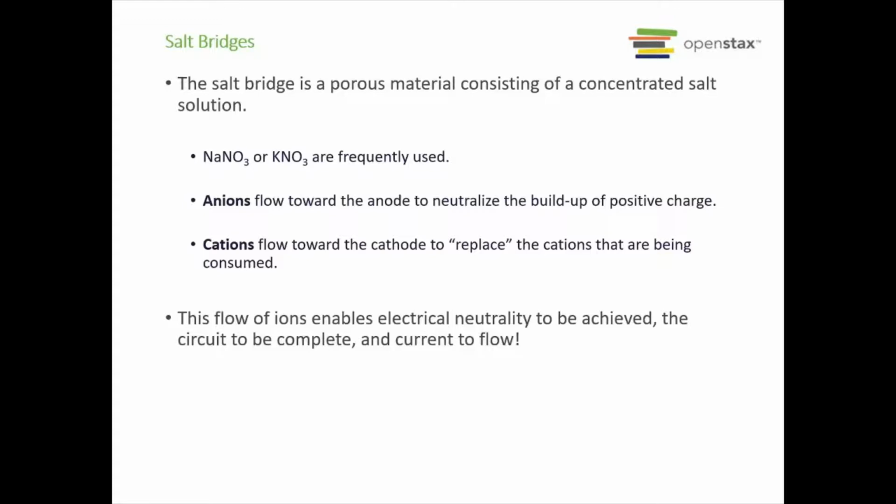So the salt bridge itself is porous and it has a concentrated salt solution, usually sodium nitrate or potassium nitrate. The anions from it go to the anode to neutralize that positive charge buildup, and the cations are going to go to the cathode to replace the cations that are being consumed. So this keeps electrical neutrality and keeps the circuit complete to allow current to flow.